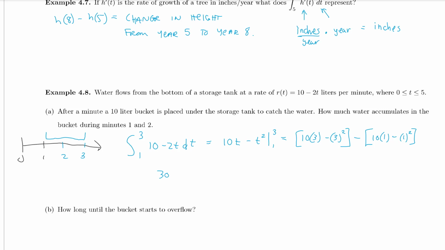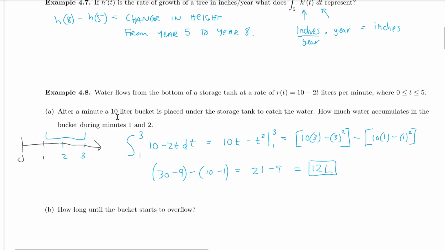So you see here that we have 30 minus 9 minus 10 minus 1, or 21 minus 9, which is equal to 12, and our units here are liters. So 12 liters of liquid.